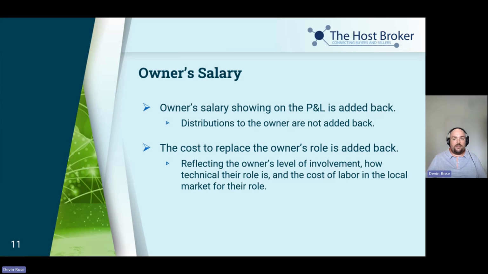for a replacement, that is. And then how technical is their role. So it would be more expensive to replace a T3 sort of tech. So if that's what the owner is doing, then you should allocate more to replace the role. And also the cost of labor in the particular market that the MSP is in. Larger cities typically have higher salaries, so you factor that in. So yeah, it's two steps. Deduct the owner's salary that they're actually paying themselves, then add back what the market rate would be to replace their role.